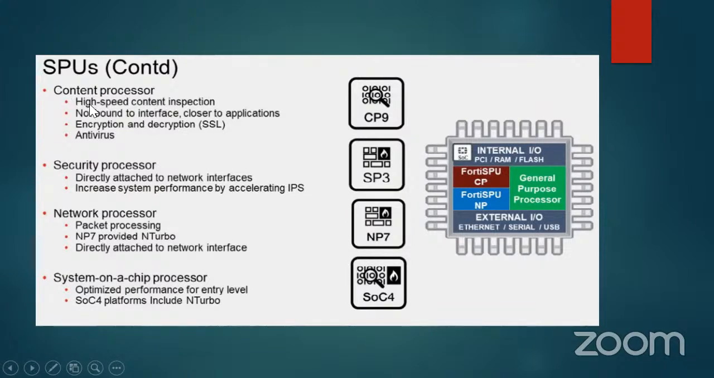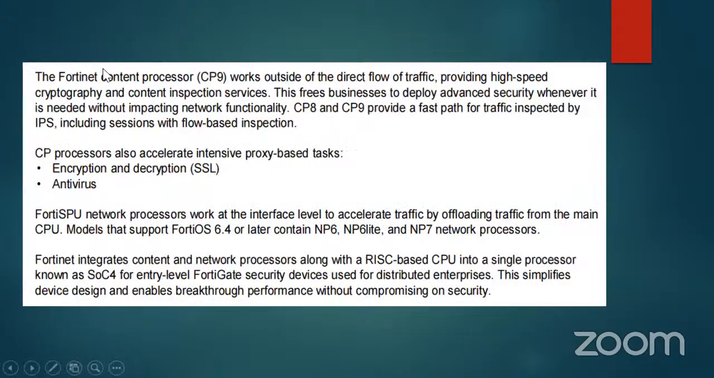Content processors, what do they do? They provide high-speed content inspection. They are not bound to the interface. They are closer to the application. Why? Because they are there for content inspection, not for network-related problems. But the network processors do packet processing, and they are directly attached to the network interface. These are also security processors. They increase performance by accelerating the IPS. Now, the Fortinet content processor works outside of the direct flow of traffic, providing high speed cryptography. That's again content processing. The encryption part is done by your content processor. All this that I'm telling you is just to explain what the content processor will do and what the network processor will do.